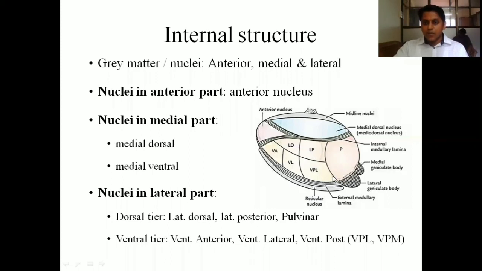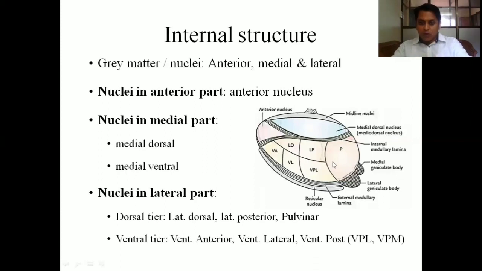Along the ventral side, we have these three tier nuclei. The nuclei are arranged in this three-way. The one on the anterior side is called the ventral anterior. The one on the posterior side is called ventral posterior. The other one in between, you call it ventral intermediate or ventral lateral. Okay. This ventral posterior is further divided as ventro-posterior lateral and ventro-posterior medial. The medial will be somewhere on the medial side and the lateral will be more on the lateral side.